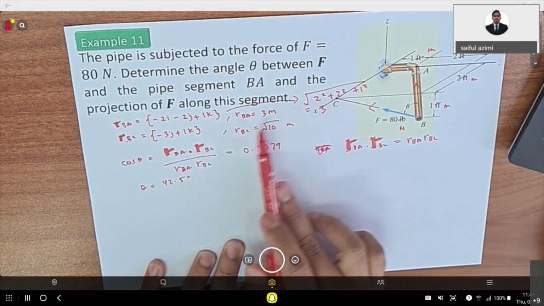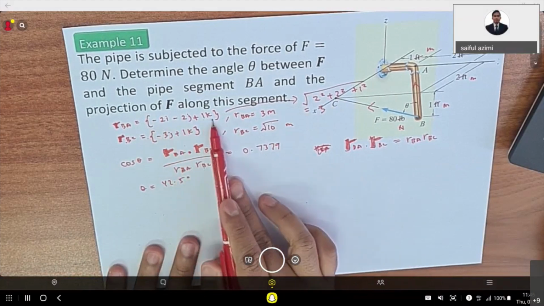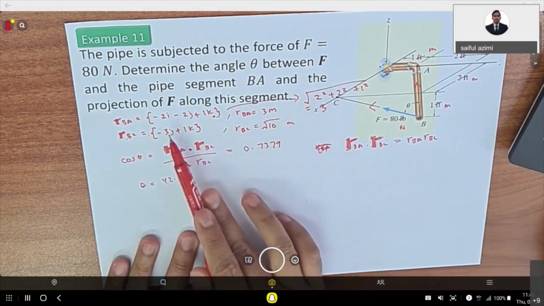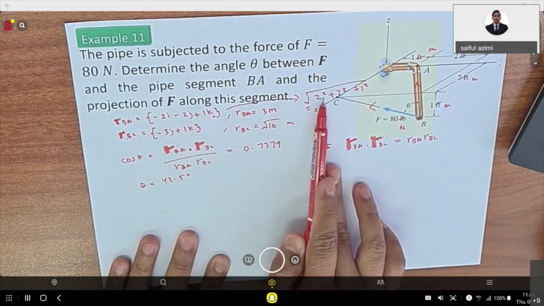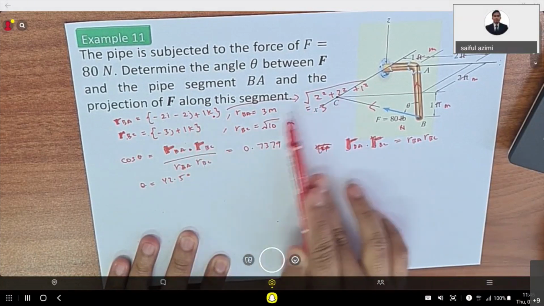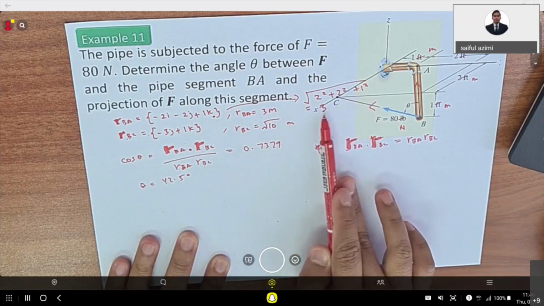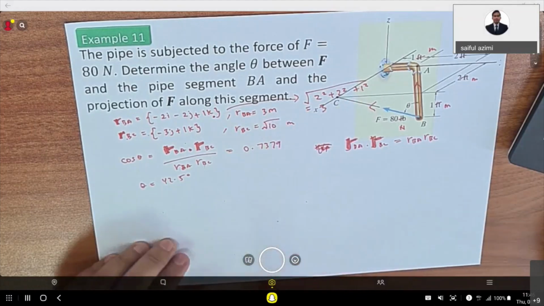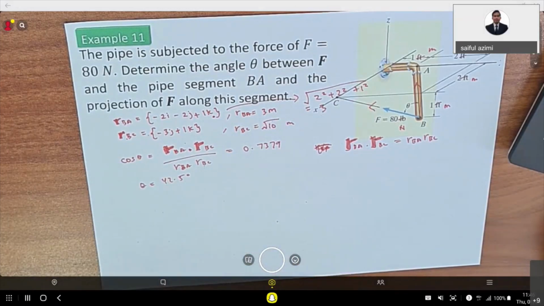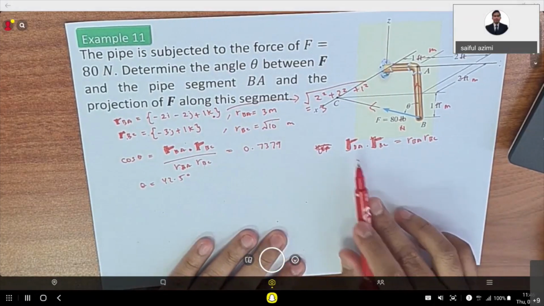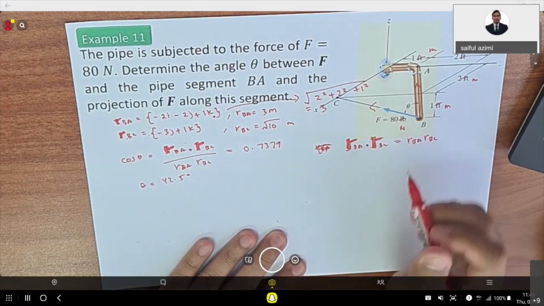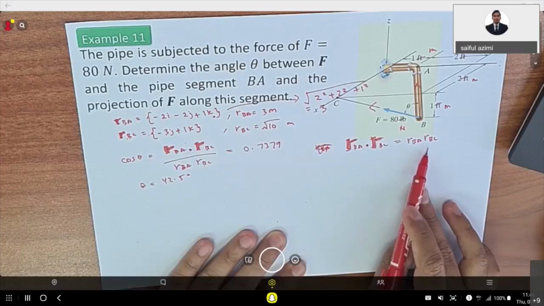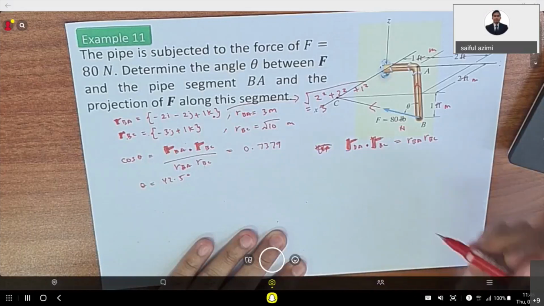First, you need to get the position vector, and then you can get the length by squaring each element here: 2 squared plus 2 squared plus 1 squared, square root, and then you get the length, which is the magnitude. So according to the dot product, the vector RBA dot the vector RBC equals the magnitude of RBA multiplied by the magnitude of RBC cos theta.